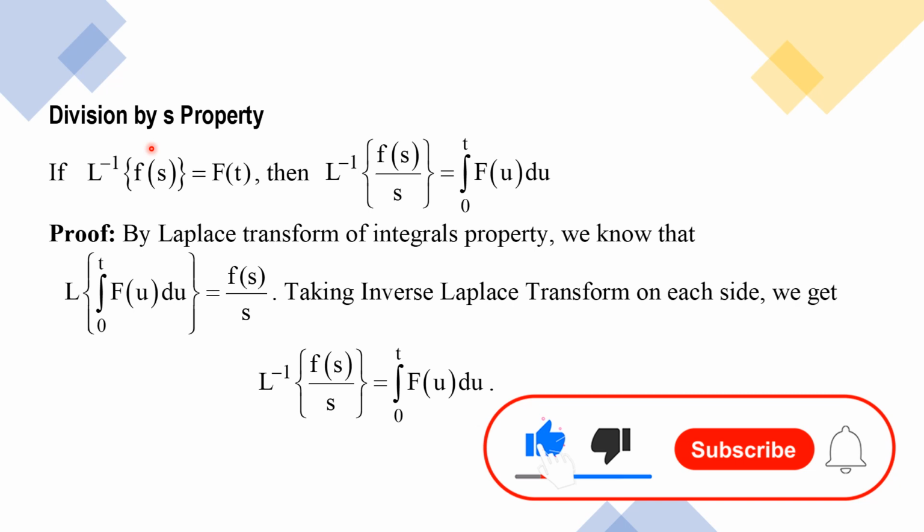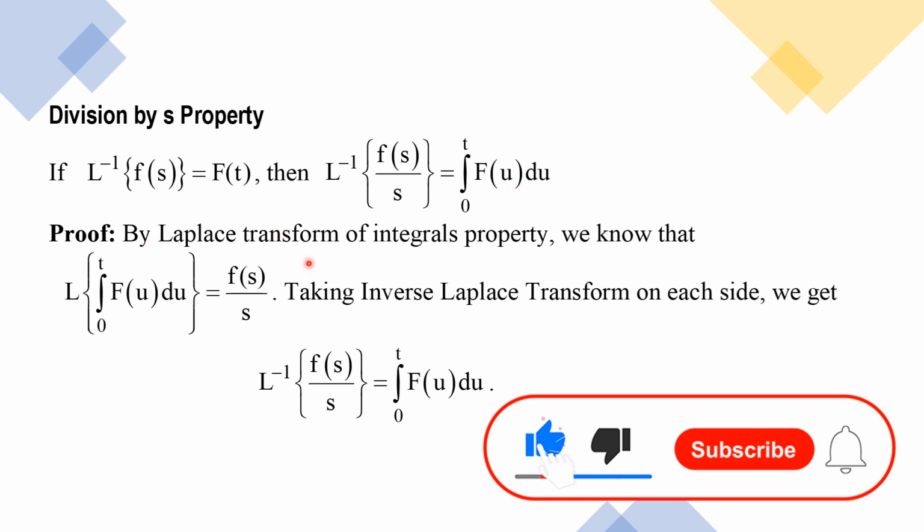The statement of the division by s property: if the Laplace inverse of F of s is equal to f of t, and if it holds, then the Laplace inverse of F of s divided by s, another parameter, will be equal to the integral from 0 to t of f of u du. Here you can also write t dt, because u is a dummy variable.